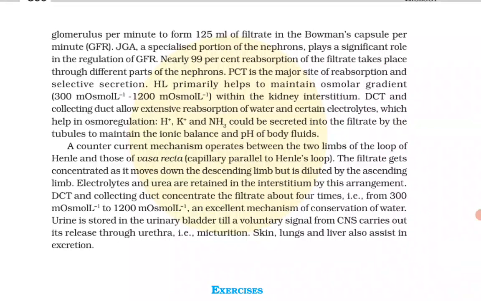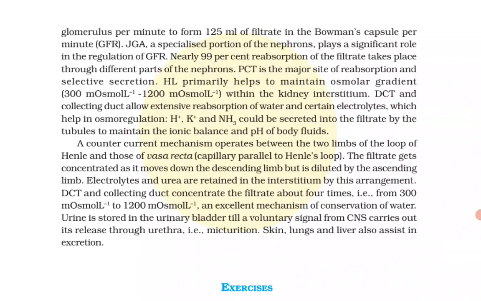Nearly 99% reabsorption of filtrate takes place through the different parts of the nephrons. PCT is the major site of reabsorption and selective secretion. HL primarily helps to maintain osmolar gradient, 300 milliosmol per liter to 1200 milliosmol per liter, within the kidney interstitium. DCT and collecting duct allow extensive reabsorption of water and certain electrolytes which help in osmoregulation. H+, K+, and NH3 could be secreted into the filtrate by the tubules to maintain the ionic balance and the pH of the body fluids.